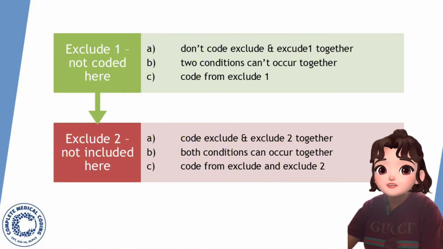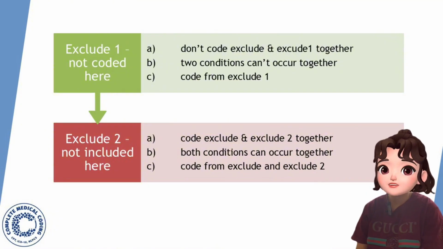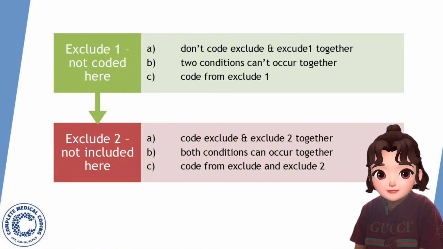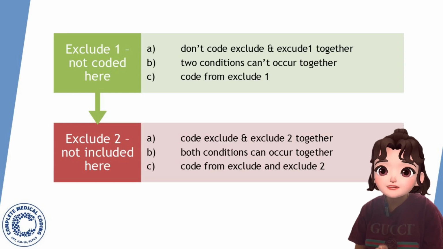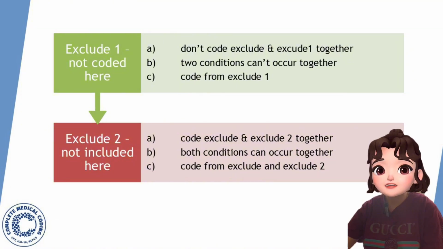Now, what about exclude 2? Exclude 2 means not included here. It means you can code separately, right? As from the word itself, exclude 2 means not included here. You can code the note and exclude 2 together. Both conditions can occur together, so you can code from both. That is what it means.